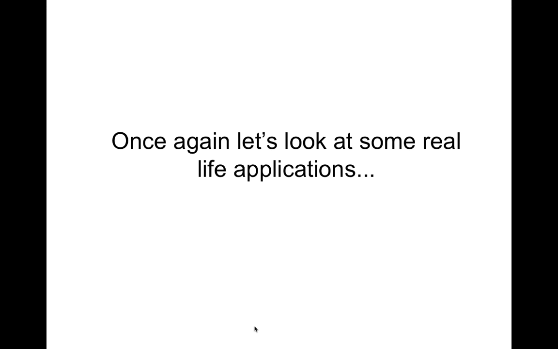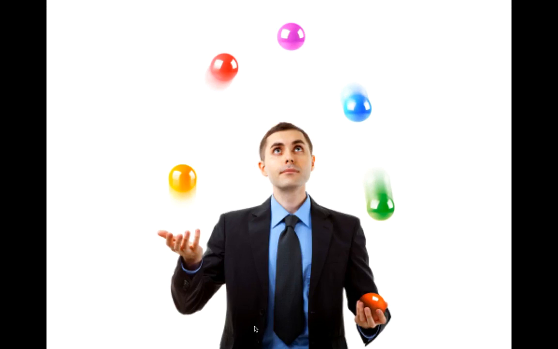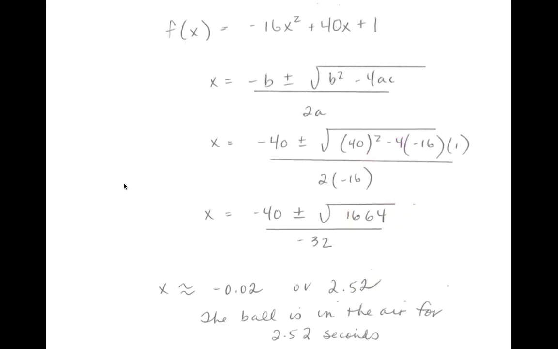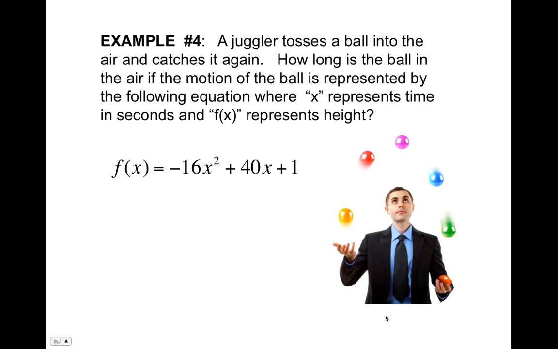So lastly, we're going to look at some real-life applications of this kind of stuff once again. So back to our juggler. A juggler tosses a ball into the air and catches it again. How long is the ball in the air if the motion of the ball is represented by the following equation, where x represents time and f of x represents the height? Well, in passing through that one, we're going to have to try and find the time it takes. And so we're going to use the x-intercepts. And as we look through the x-intercepts and do the quadratic formula, thank goodness we have a calculator, we get 2 possible numbers.